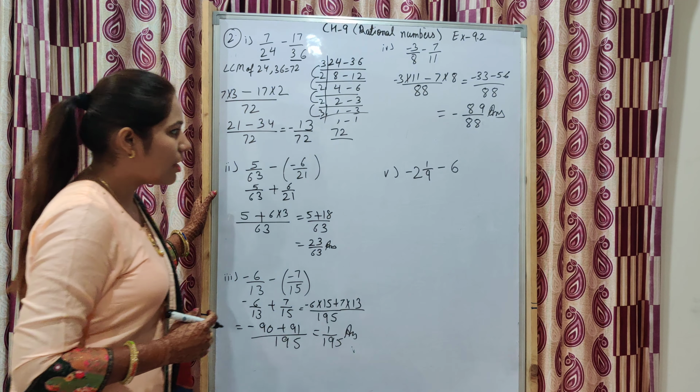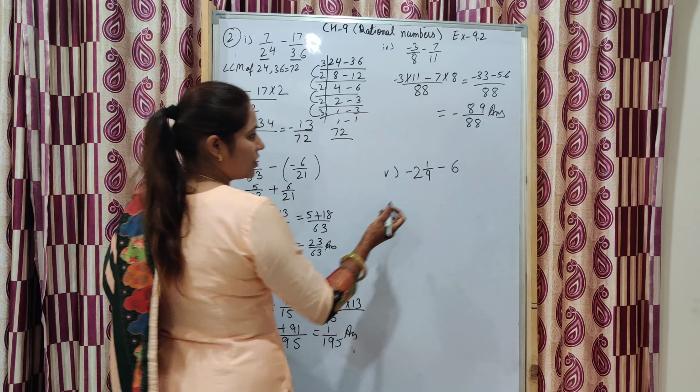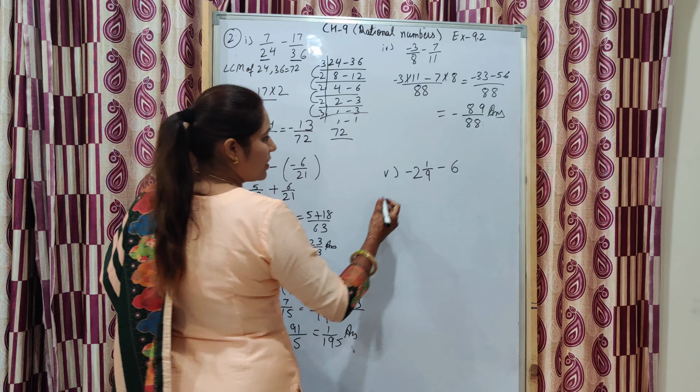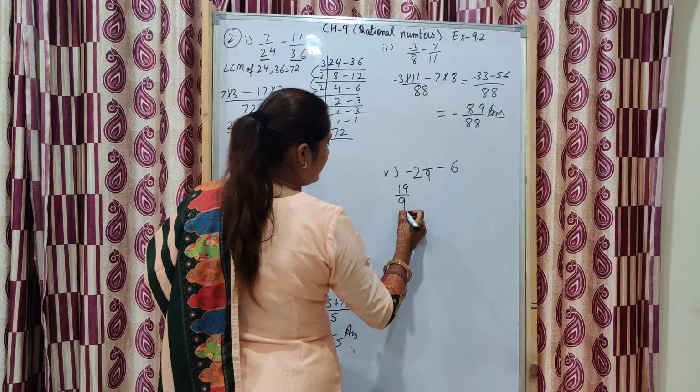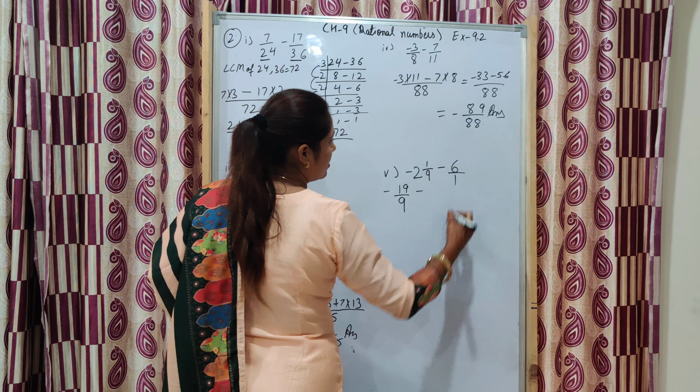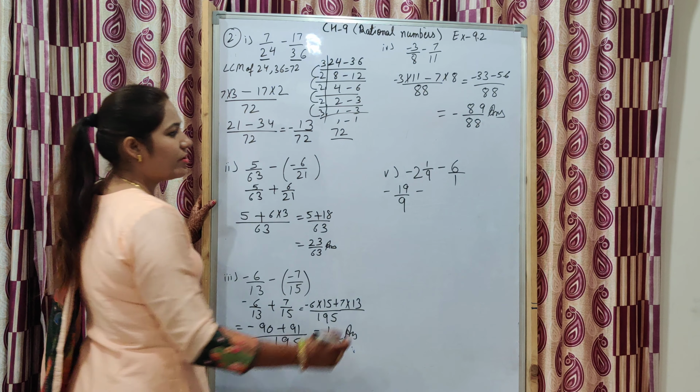Now next part. Now it is in mixed fraction. We will change it into a fraction. 9 into 2, 18 plus 1, 19. 19 upon 9 with negative sign, and here the denominator is nothing. It means you will write 1.